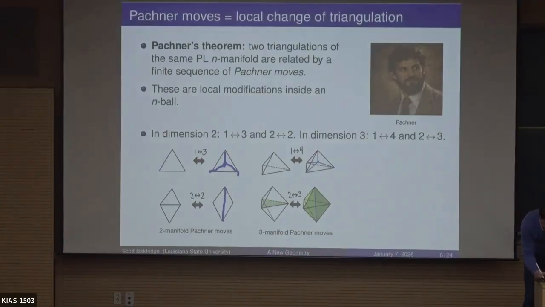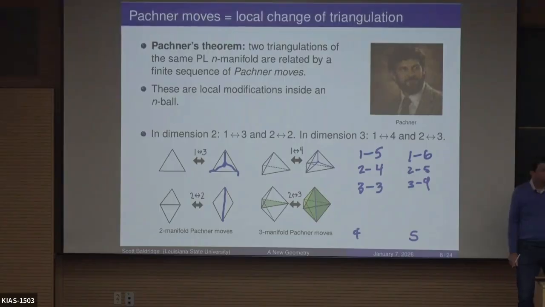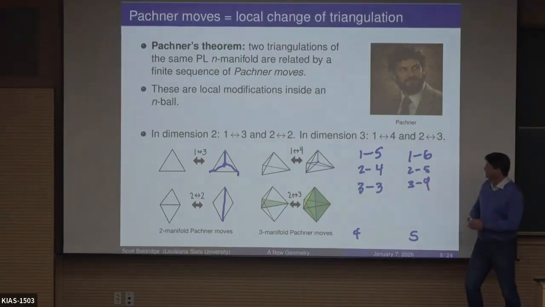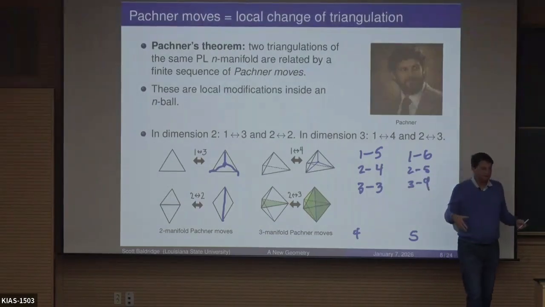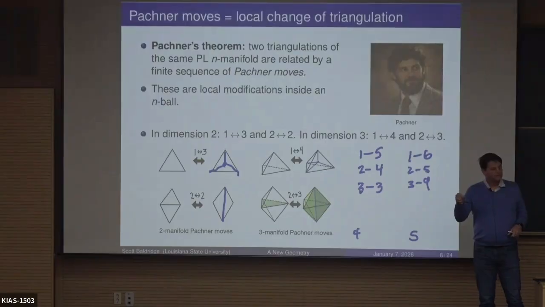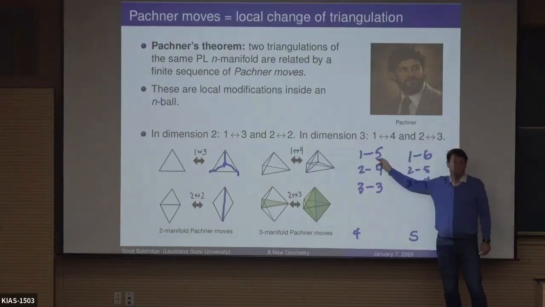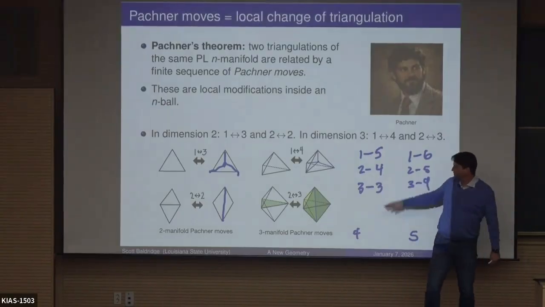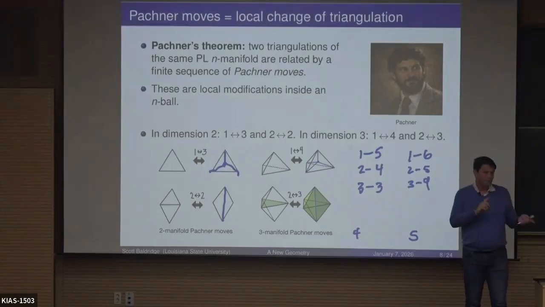In dimension 4, you have a 1-5 move, a 2-4 move and a 3-3 move. In dimension 5, you have a 1-6 move, and so on. The numbers add up to the dimension plus 2, and not every pair is allowed in every dimension because there's a constraint on the numbers. In this case, the 1-5 move is you take a 4-dimensional simplex, pick a vertex in the middle, cone on it, and you'll get 5 new simplices. And if you have 2 of them together, much like this, you can replace them by 4. You can go back and forth. Yes?